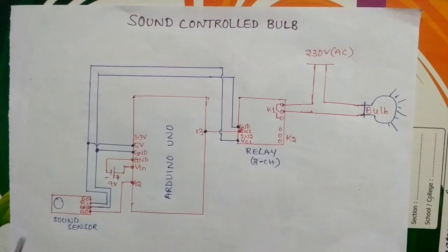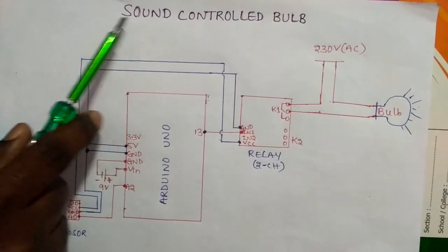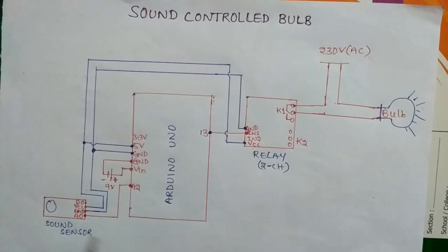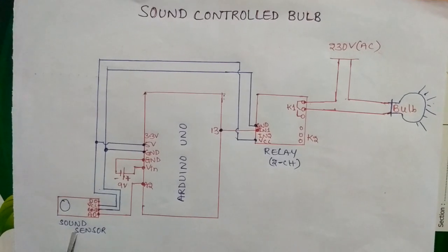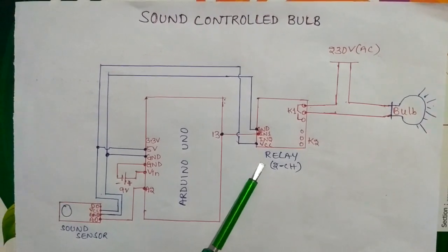Welcome to all. Today we are going to learn about sound controlled bulb. Here I am using an Arduino Uno microcontroller board, a sound sensor, a two-channel relay module, and a bulb.